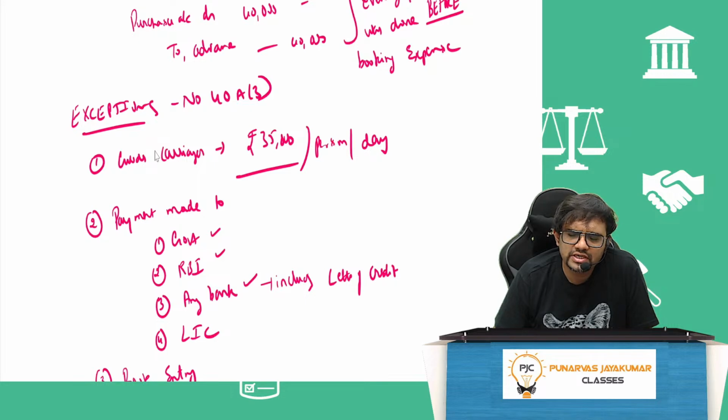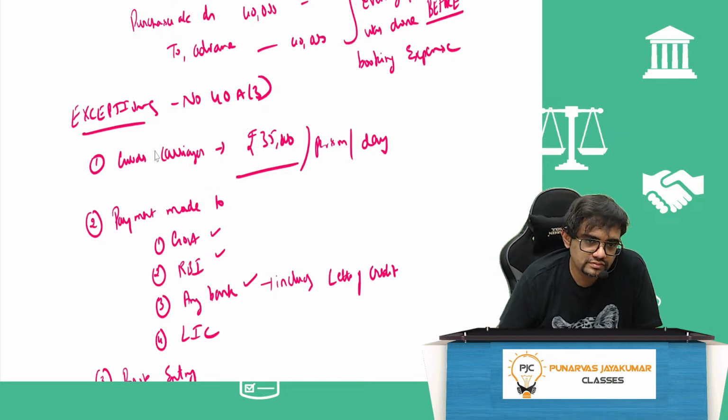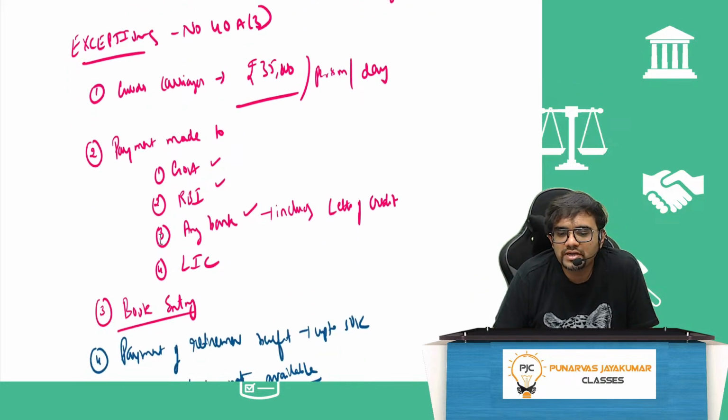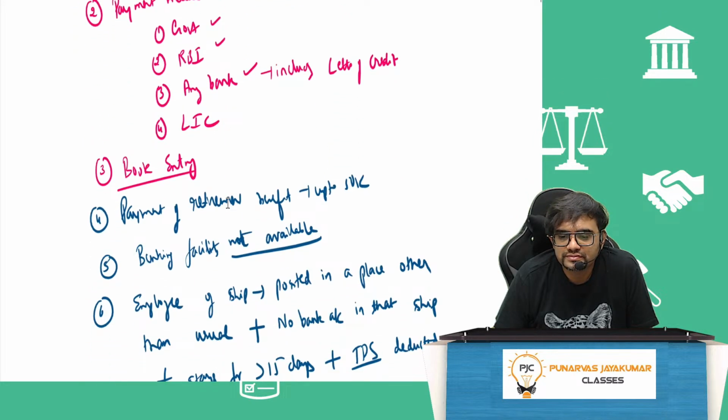The company paid 32,000 rupees in cash to its transport company, which was transporting passengers. Allowed or disallowed? Disallowed. Why? It was passenger transport. Here what is covered? Goods. Payments made to the government, RBI, any bank, etc. are not covered. Normal book entries are not covered.